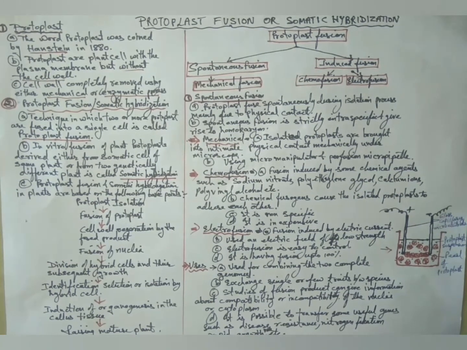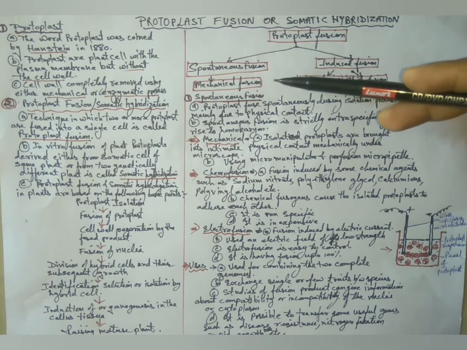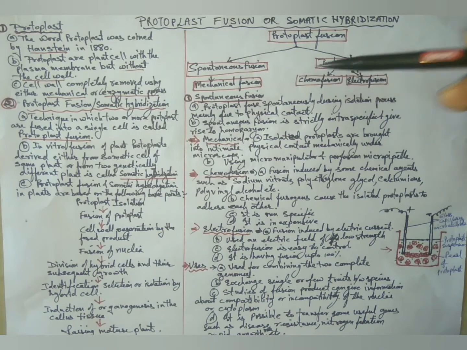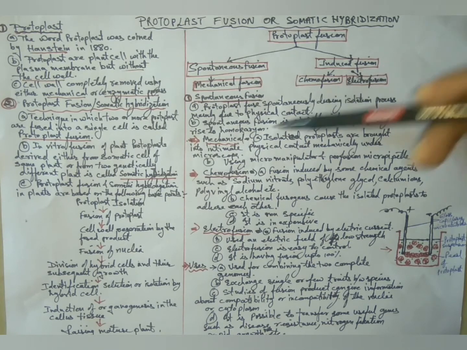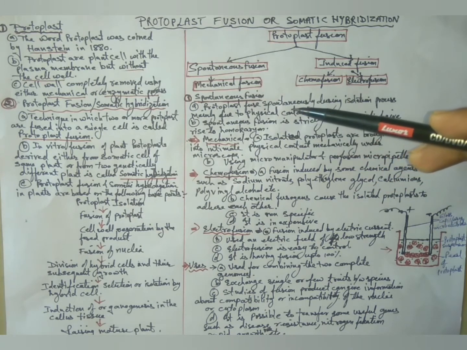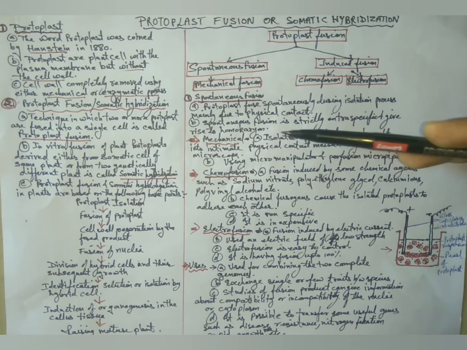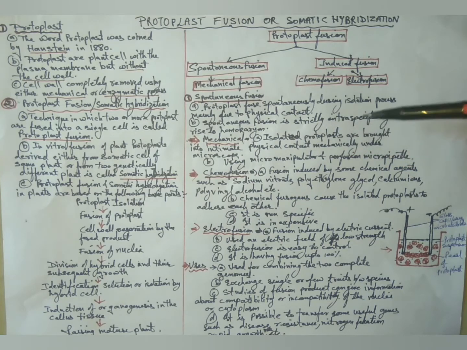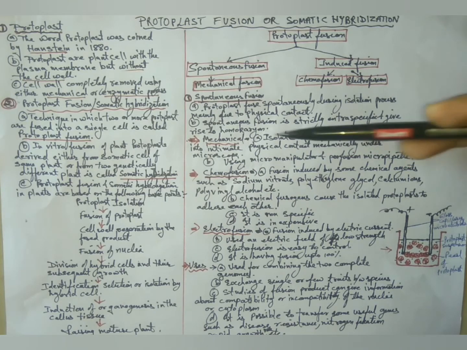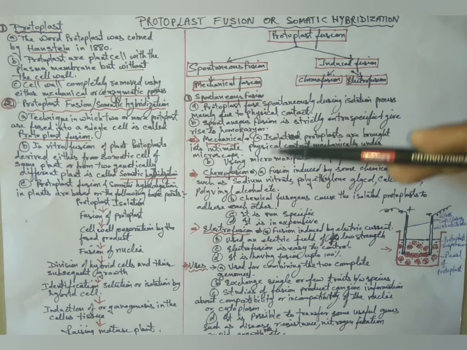Then we come to protoplast fusion. There are two types, spontaneous and induced fusion. In spontaneous fusion there is mechanical fusion, and in induced fusion there are chemofusion and electrofusion. In spontaneous fusion, protoplasts fuse spontaneously during the isolation process, mainly due to physical contact. Spontaneous fusion is strictly intraspecific and gives rise to a homokaryon.